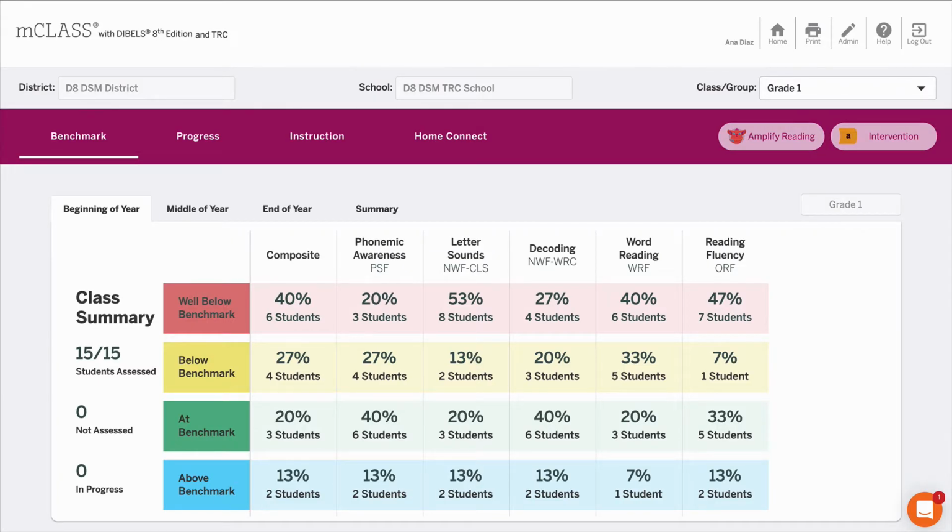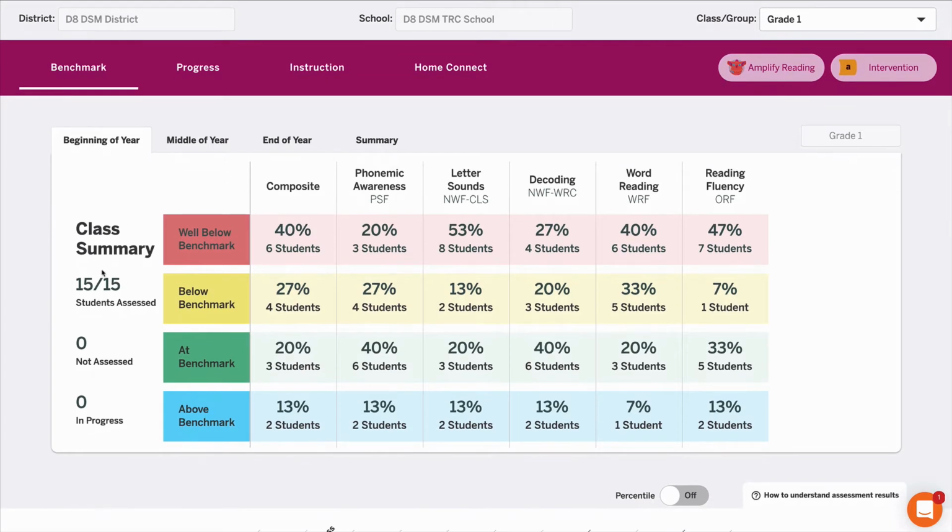Let's take a look at the class and student reports that are in the mCLASS Home portal. So we're going to once again come back to Anna Diaz's first grade class, and we're going to explore the benchmark tab. So let's take a look at the beginning of the year, right when Ms. Diaz has completed her assessments of her 15 students.